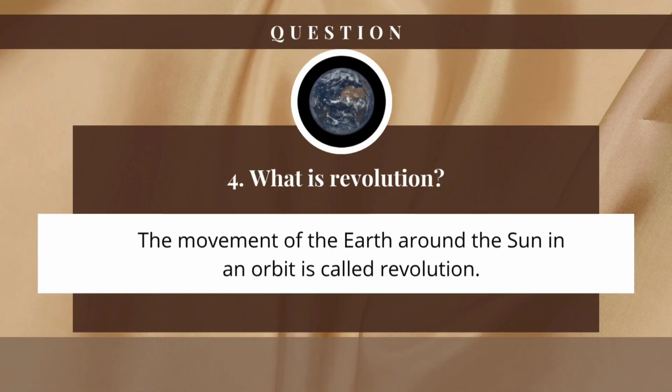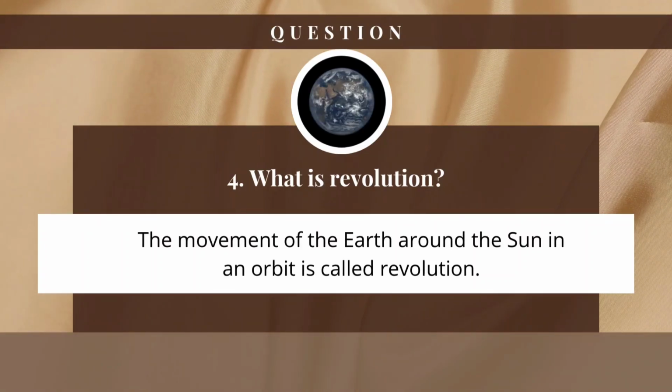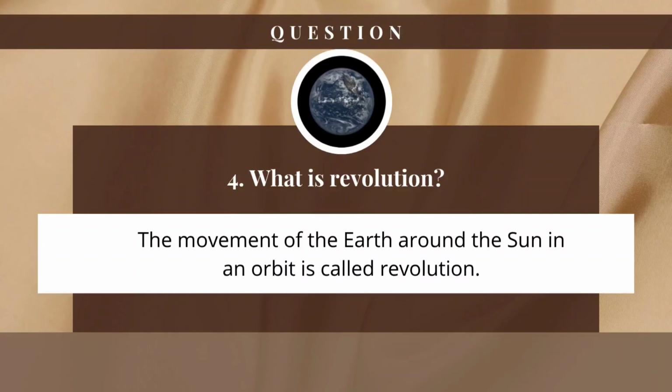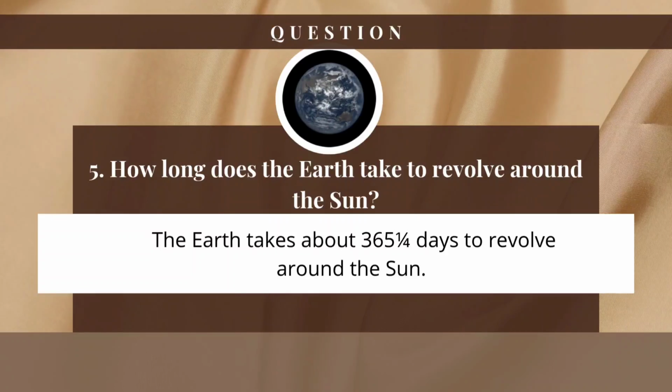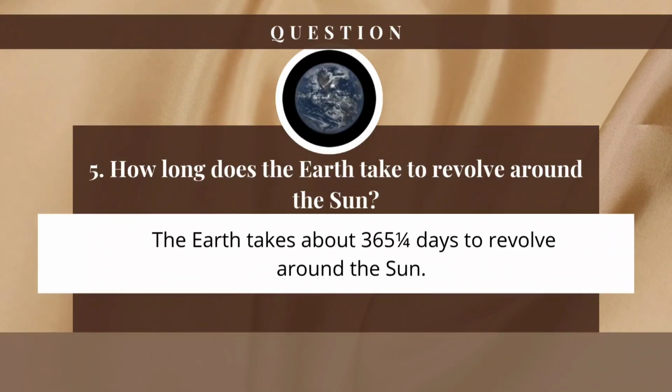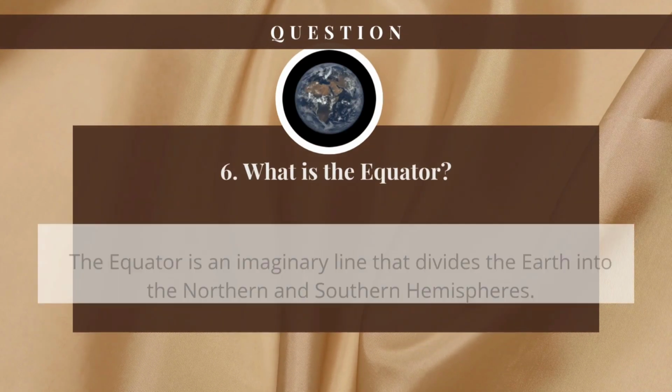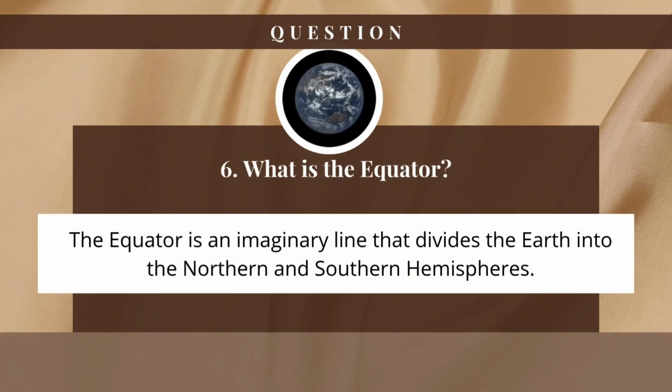4. What is revolution? Answer. The movement of the Earth around the Sun in an orbit is called revolution. 5. How long does the Earth take to revolve around the Sun? Answer. The Earth takes about 365¼ days to revolve around the Sun. 6. What is the equator? Answer. The equator is an imaginary line that divides the Earth into the northern and southern hemispheres.